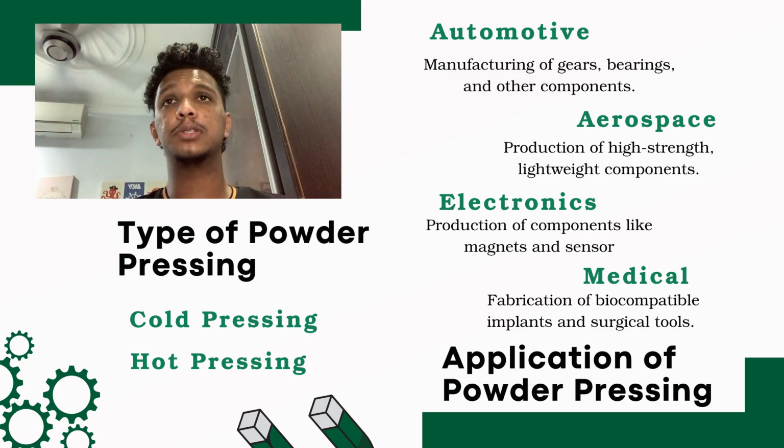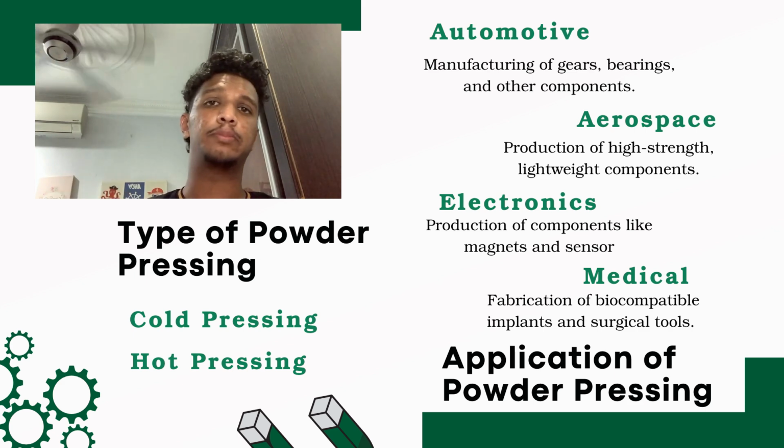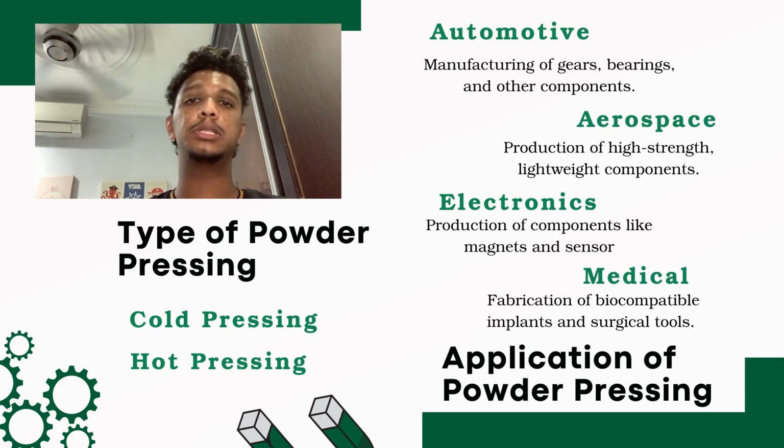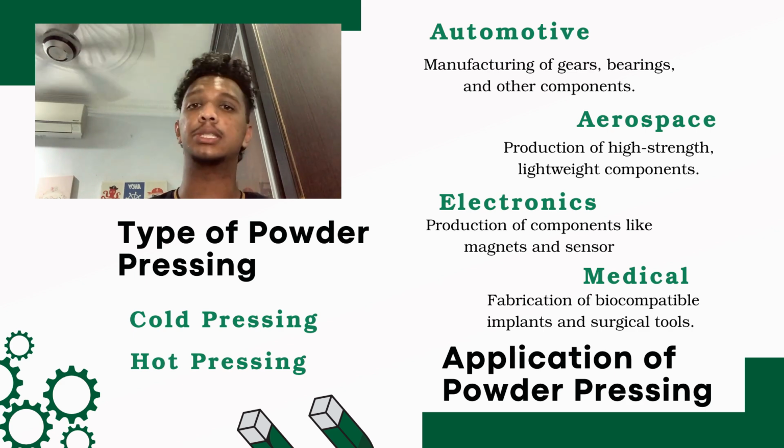There are two types of powder pressing: cold pressing and hot pressing. Cold is for room temperature, while hot is for higher temperatures. The application of powder pressing can be seen in the automotive, aerospace, electronics, and medical sections.